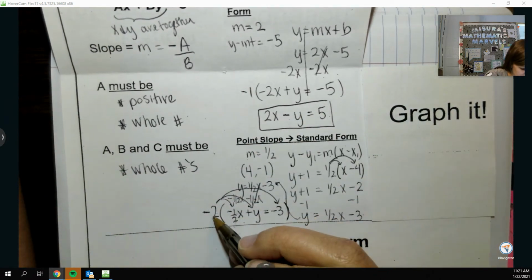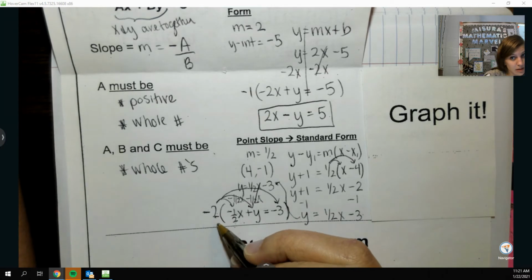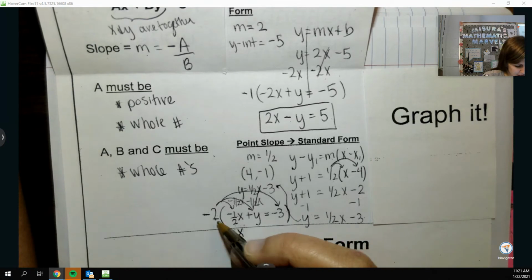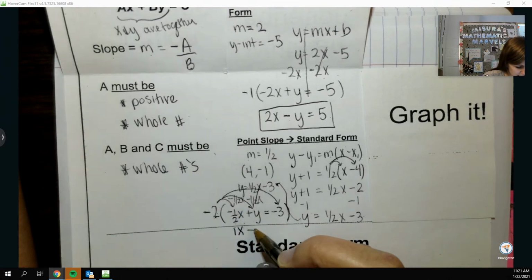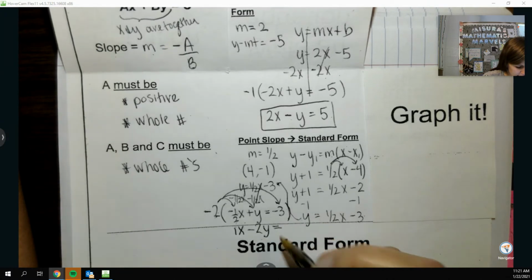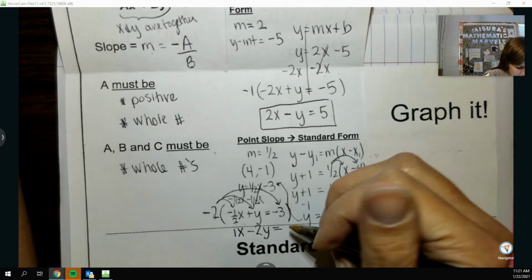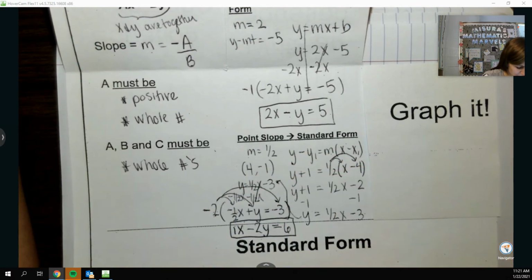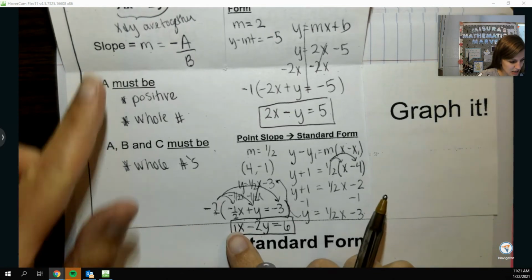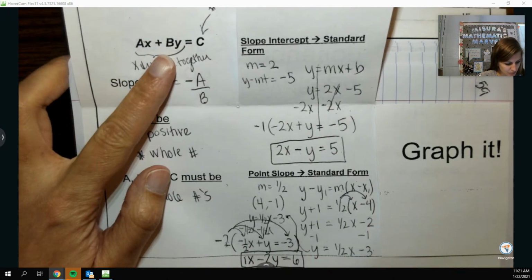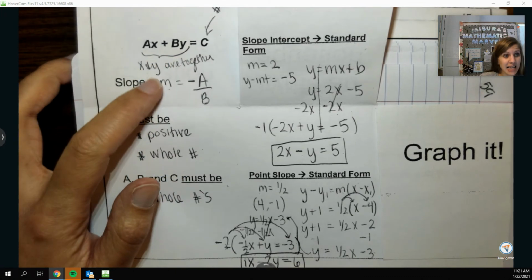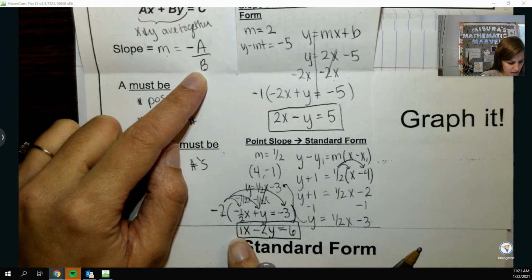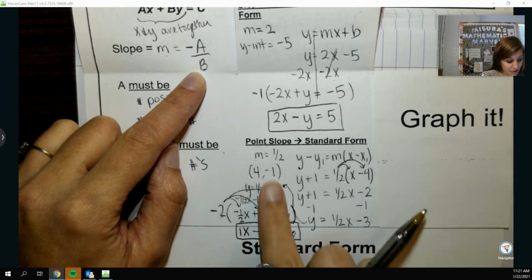And so we'll have half of 2 is 1, and a negative times a negative is a positive. So I'll have 1x. You can put the 1 or not. And then -2 times y will be -2y. And then -2 times -3 is 6. And so then you are in perfect standard form where we can see all of our a, b's, and c's. A is 1, b is -2, and c is 6. And again, by thinking about finding that slope by doing negative a over b, I'd have -1 over -2, which is positive half, which is what my slope was.